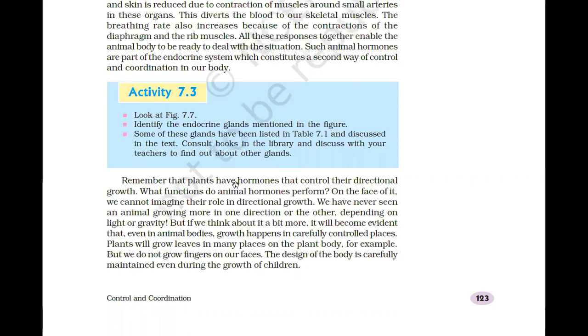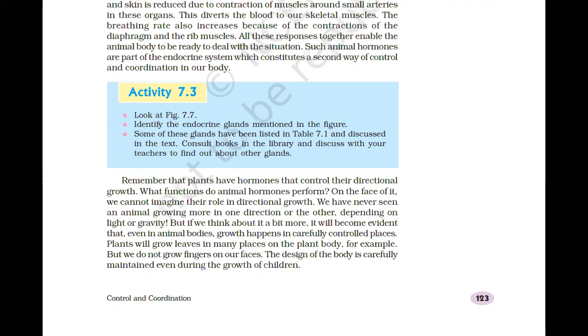Remember that plants have hormones that control their directional growth. But what functions do animal hormones perform? On the face of it, we cannot imagine their role in directional growth. We have never seen an animal growing more in one direction or the other, depending on light or gravity.